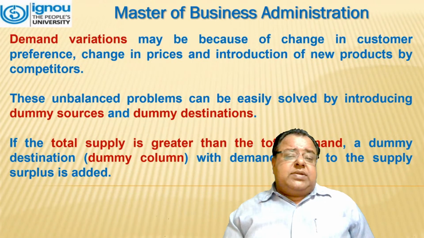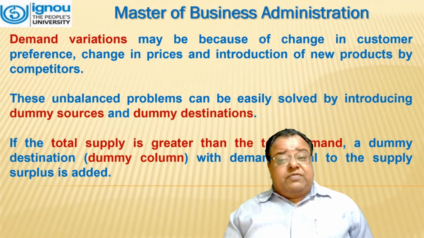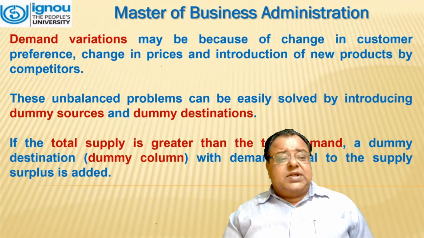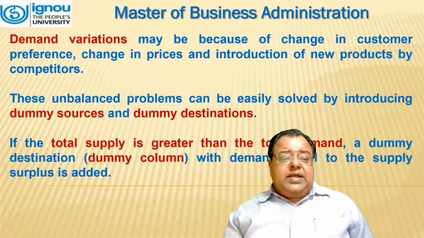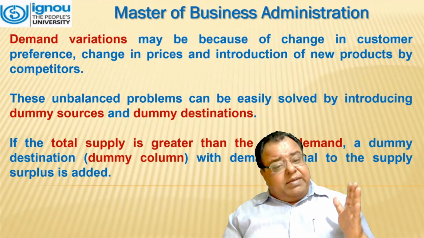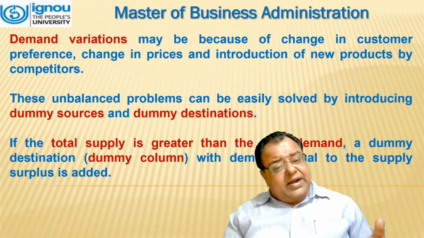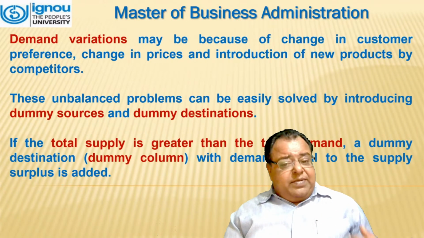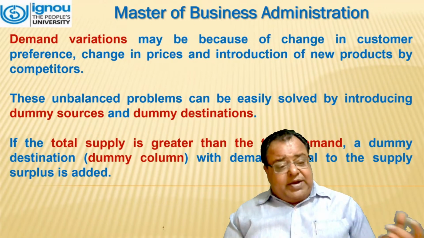Demand variations may be because of changes in customer preference, changes in prices, and introduction of new products by competitors. These unbalanced problems can be easily solved by introducing a dummy source or a dummy destination. So we have to see how this is implemented.